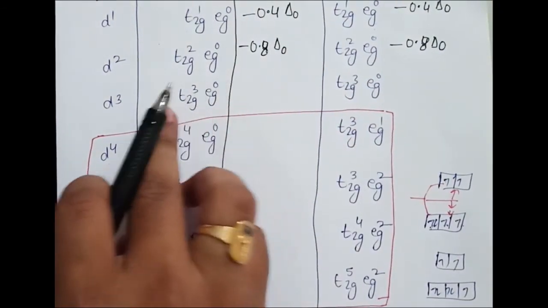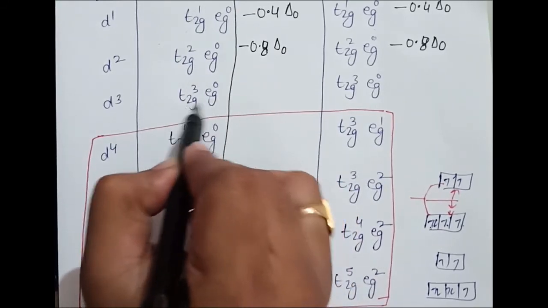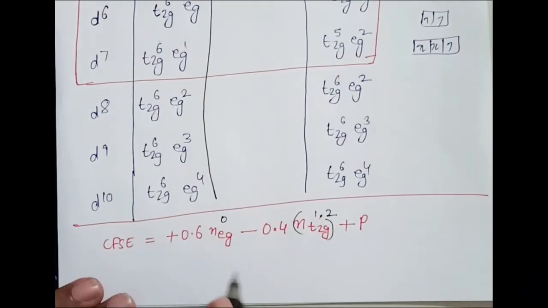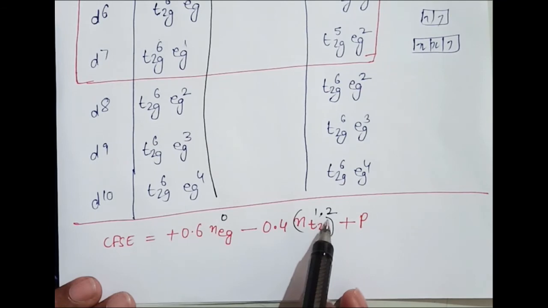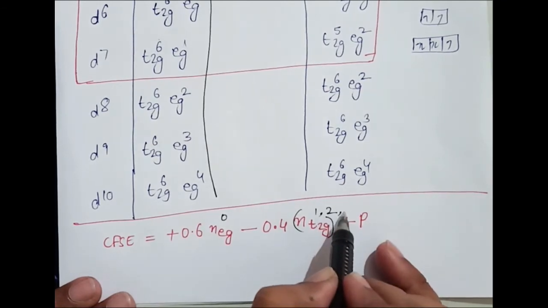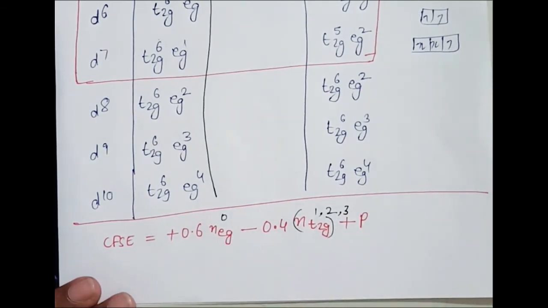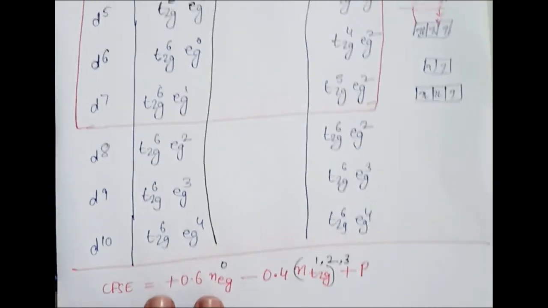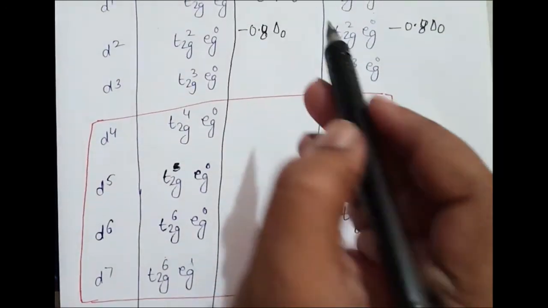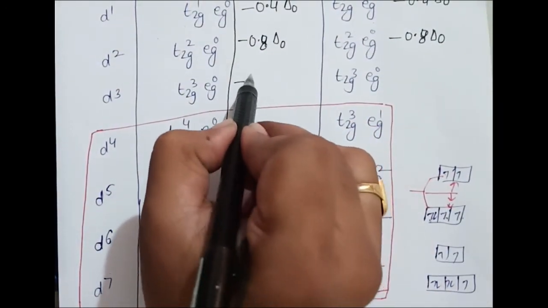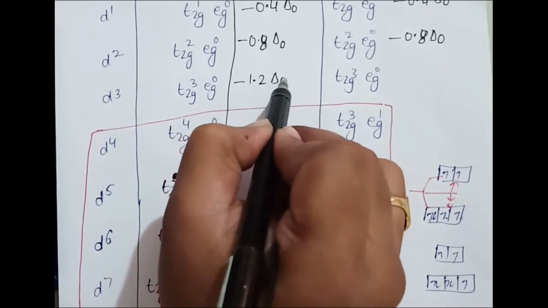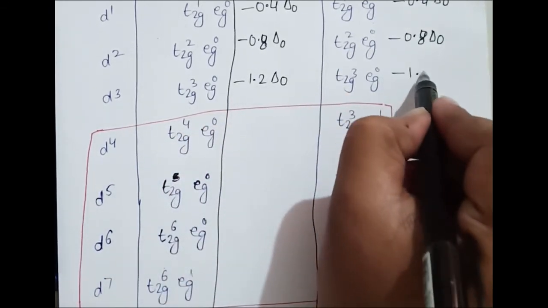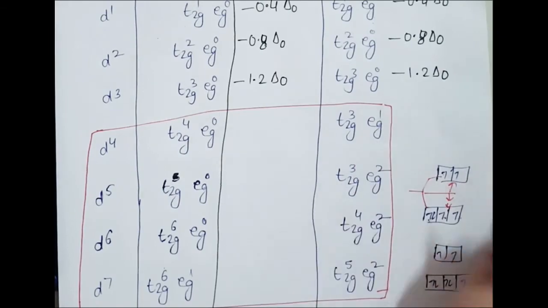Now D3, what will come? You tell me. T2G3 Eg0. So in the place of Eg it is 0. In the place of T2G you have to put 3. So what will come? It is minus 1.2 del O, and here also minus 1.2 del O.